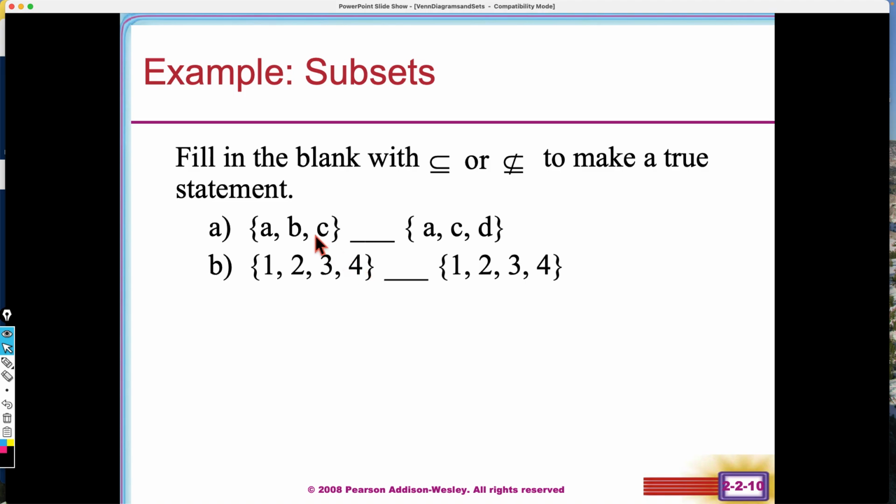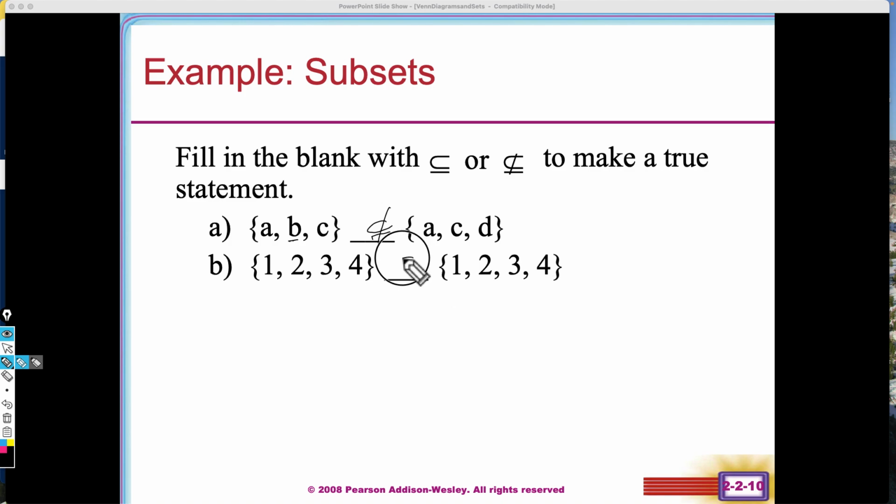So this first one, is the first one a subset? It always reads from left to right. Is ABC a subset of ACD? Everything here, ABC, is ABC over here? It's missing the B. It's got a D here, but that doesn't help. It's missing the B. So this has something extra that this doesn't have. So it's not a subset. So we would use the not-a-subset symbol, that slash.